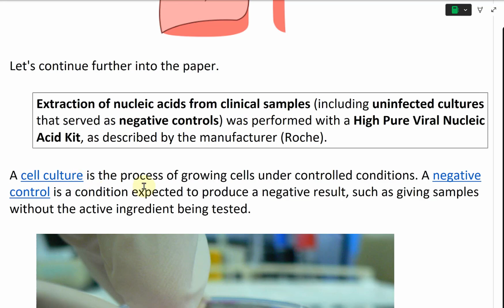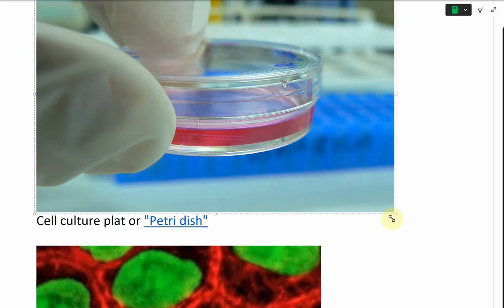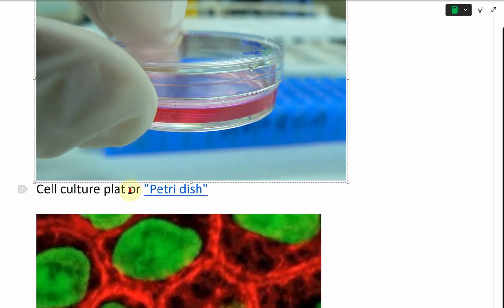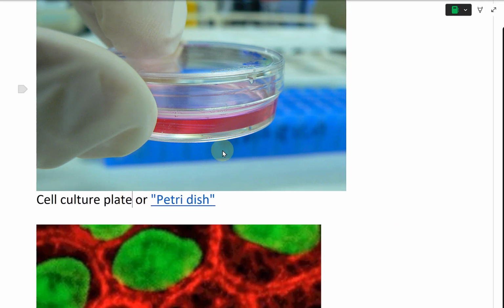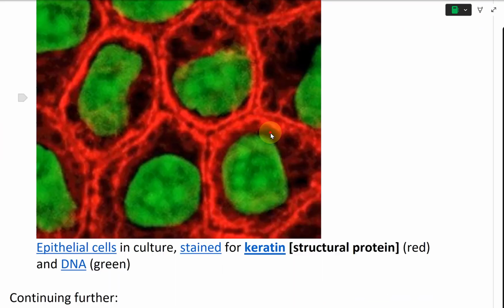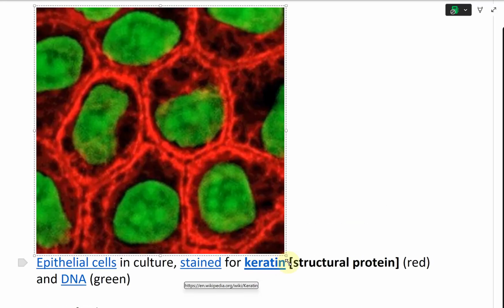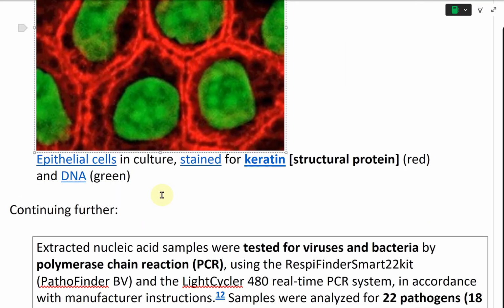So a cell culture is a process of growing cells under controlled conditions. And a negative control is a condition expected to produce a negative result, such as giving samples without the active ingredient being tested. And here's a cell culture plate, or quote petri dish, just a plastic or glass case like that, a dish. And now here's epithelial cells in culture stained for keratin, which is a structural protein, in red, and DNA in green. So these epithelial cells, like that again. Hard to get too much detail on this, but it's interesting nonetheless.